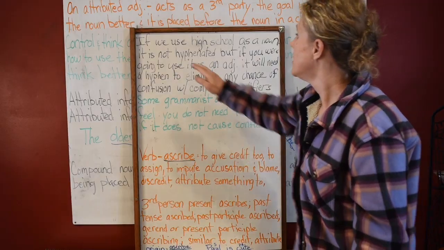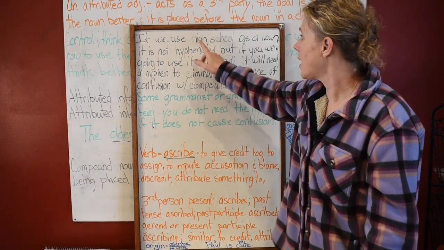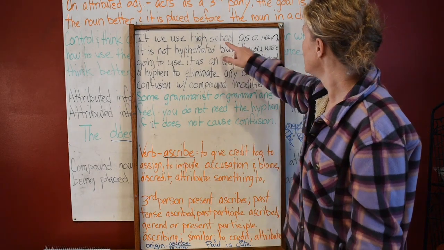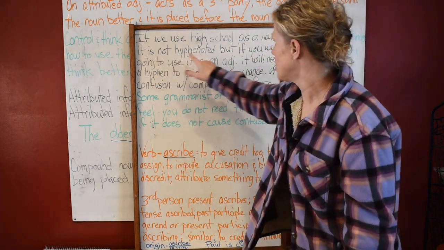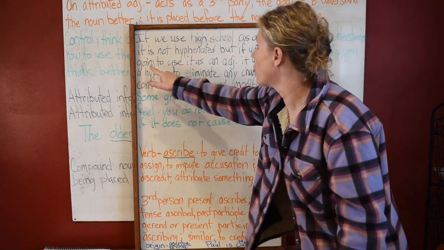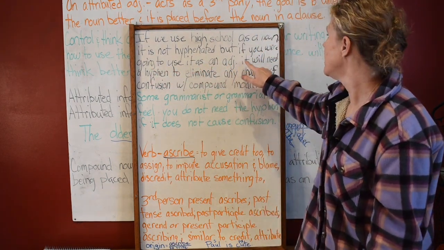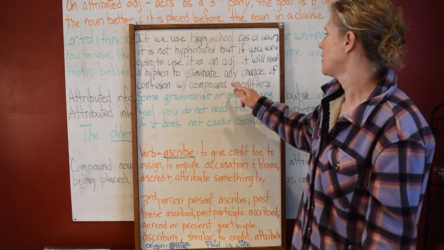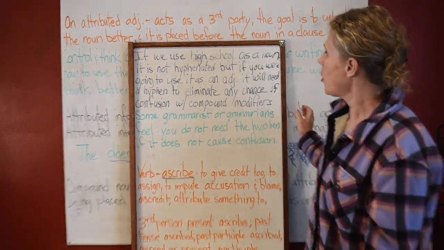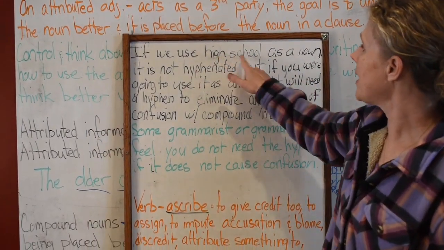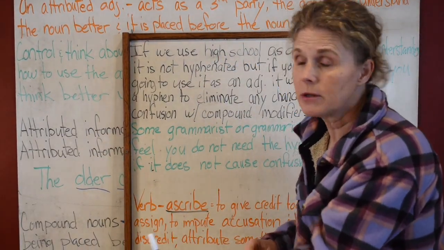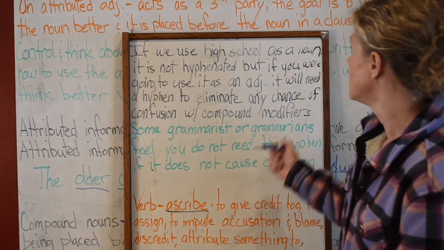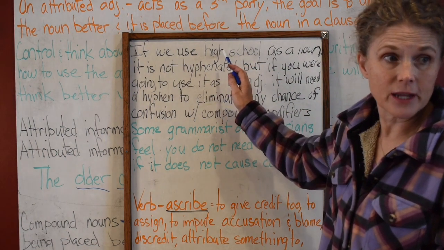All right? If we use high school, see, high school is separated, but it's one thing, right? As a noun, it is not hyphenated. But if you were going to use it as an adjective, it will need a hyphen to eliminate any chance of confusion with compound modifiers. So, if you're going to put high school in front of a noun, you're going to need to hyphenate it. Now, if you're going to use it as a noun, then it doesn't need to be hyphenated.